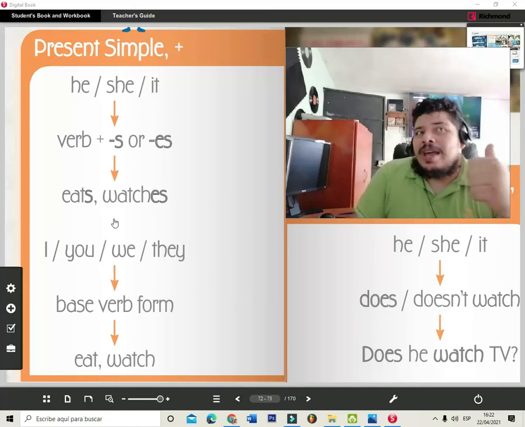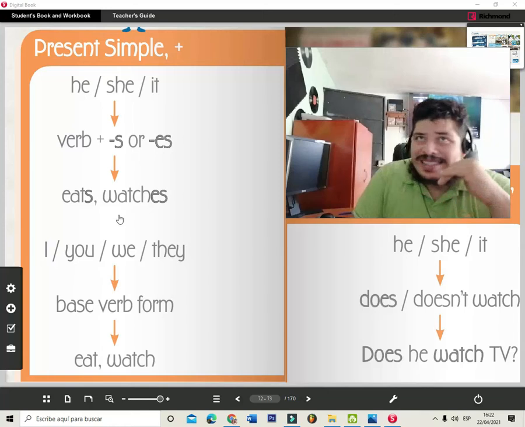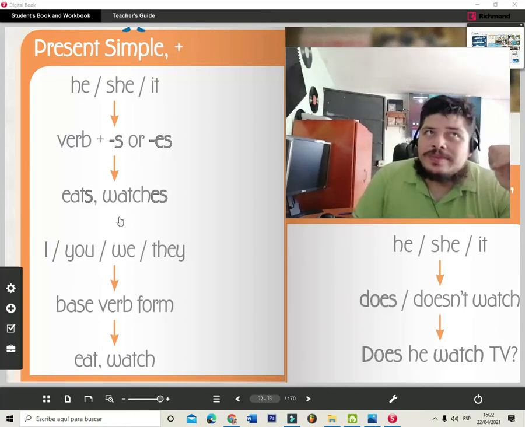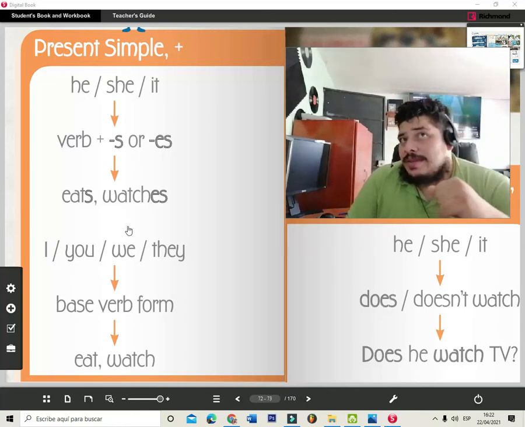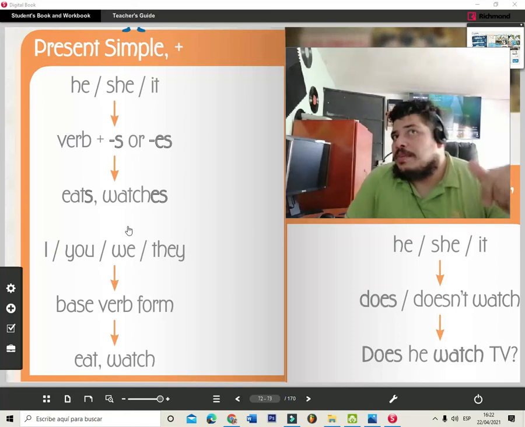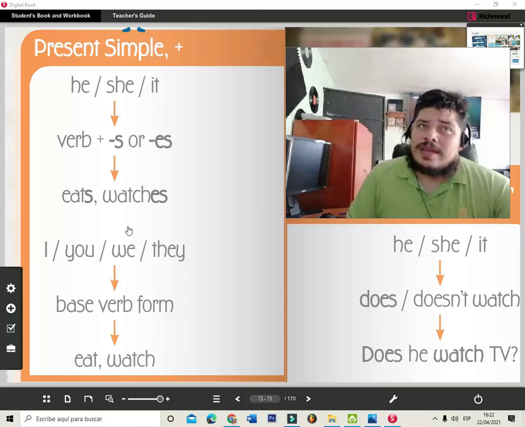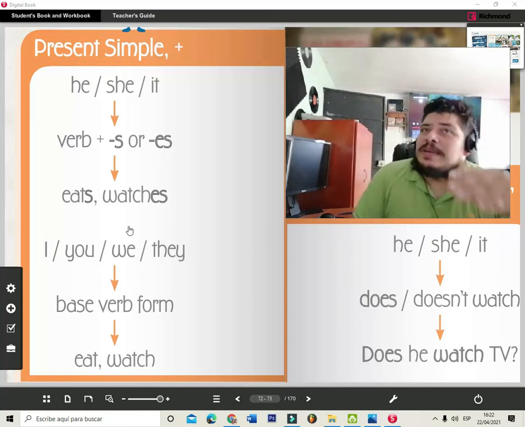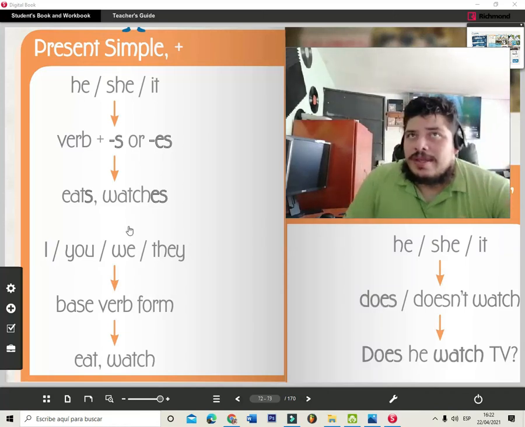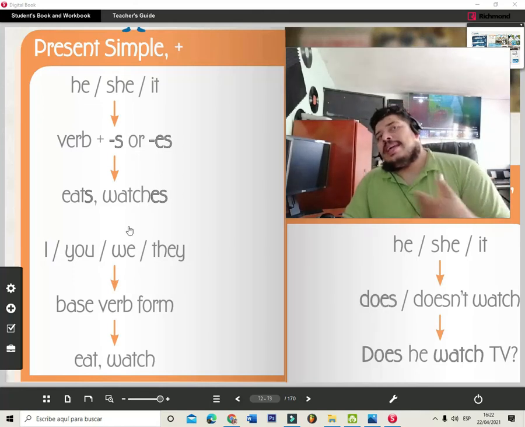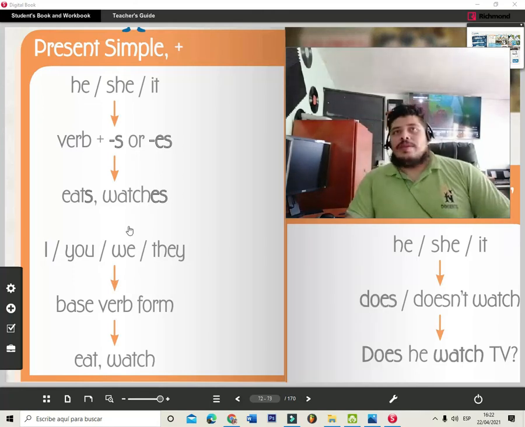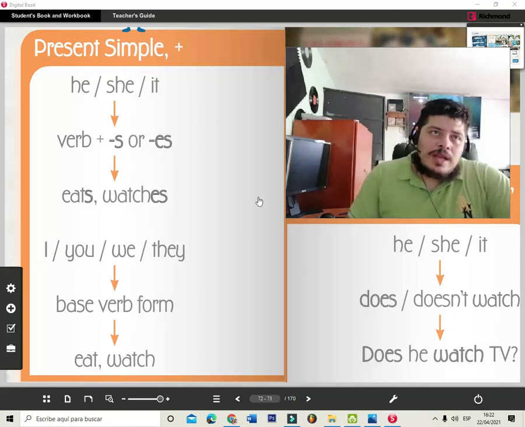If we have I, you, we, or they, we're going to use the base form. Simple as that. For example, I eat a hamburger, but she eats a hamburger. They play soccer. He plays soccer. Okay? Very easy.